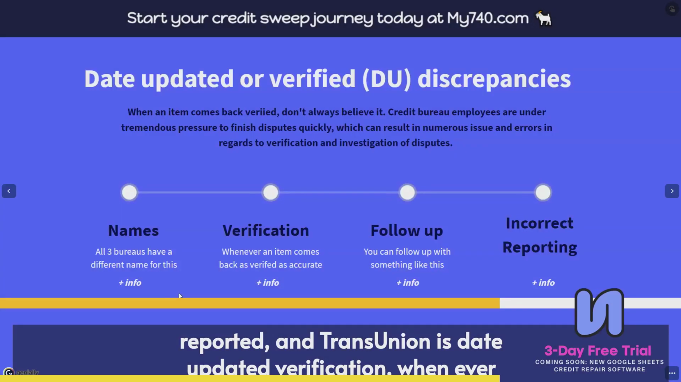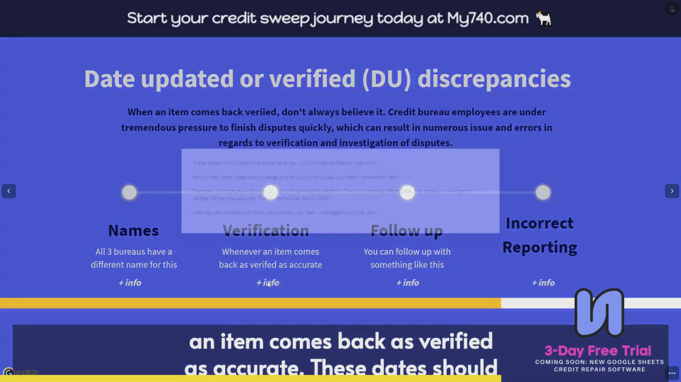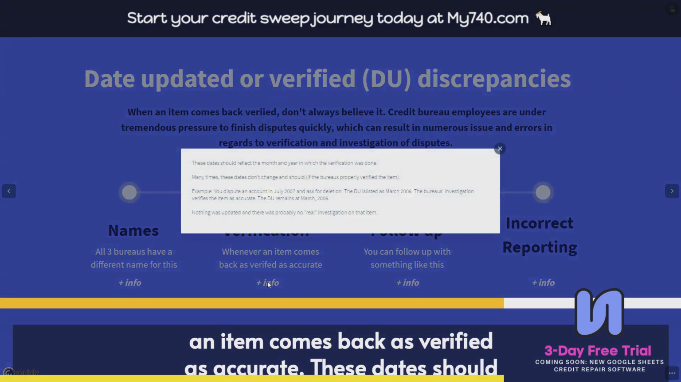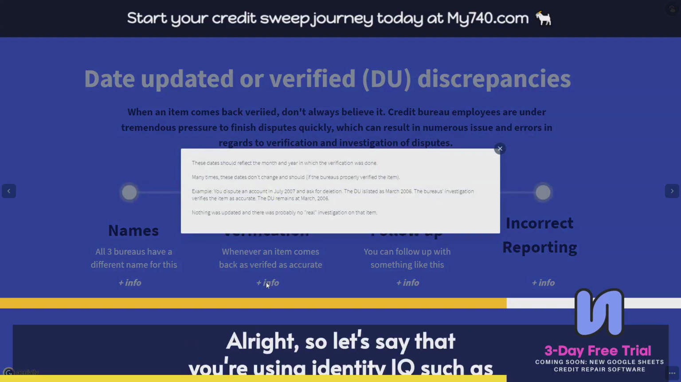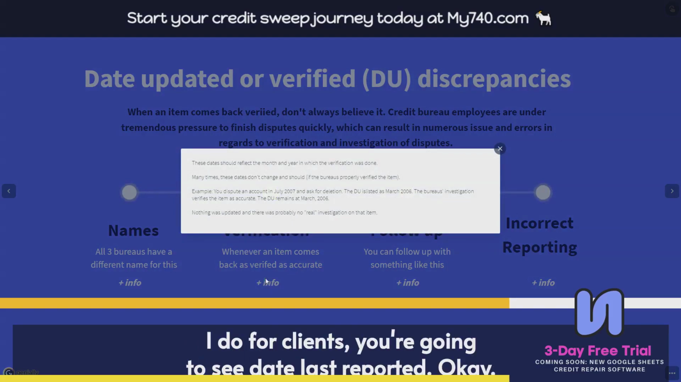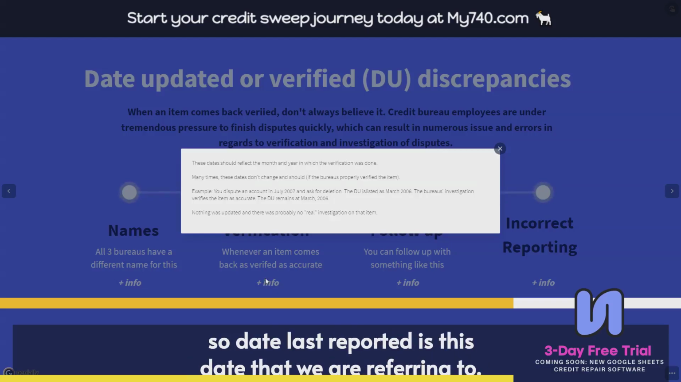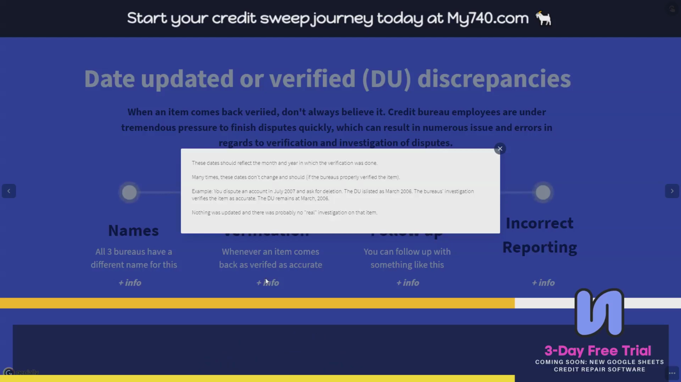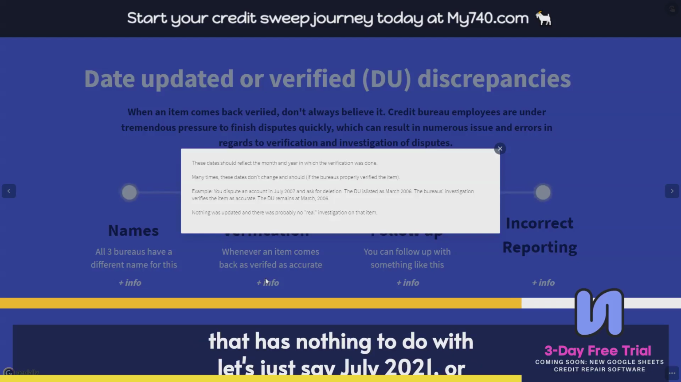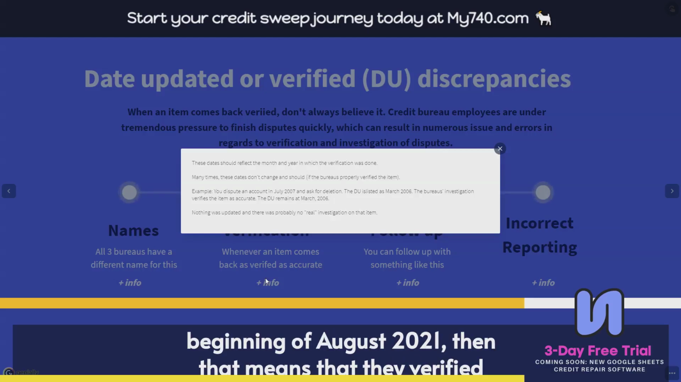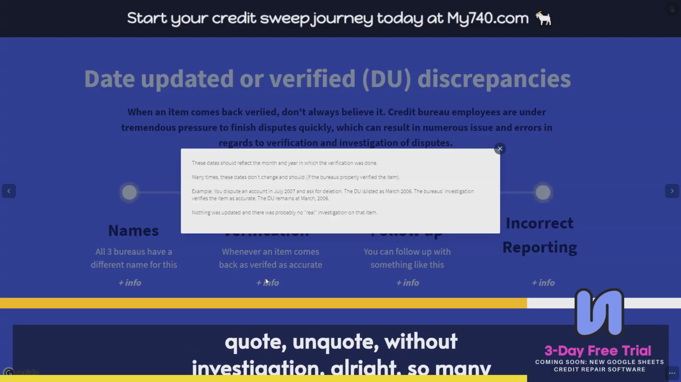Verification, whenever an item comes back as verified as accurate. These dates should reflect the month and year in which the verification was done. All right, so let's say that you're using Identity IQ, such as I do for clients. You're going to see date last reported. Okay, so date last reported is this date that we are referring to. And if I see that I disputed, but the date still says something that has nothing to do with, let's just say, July 2021 or beginning of August 2021, then that means that they verified, quote unquote, without investigation.